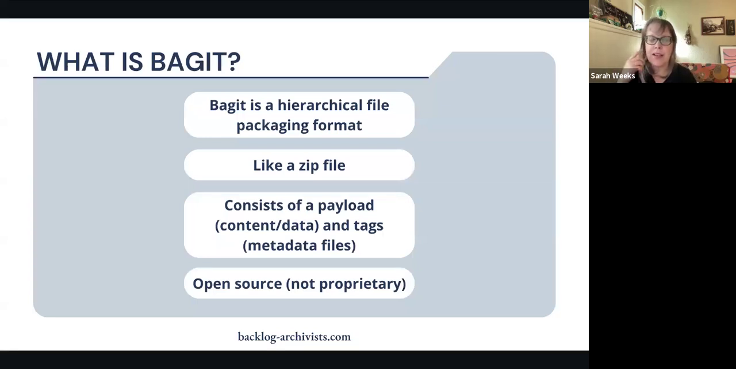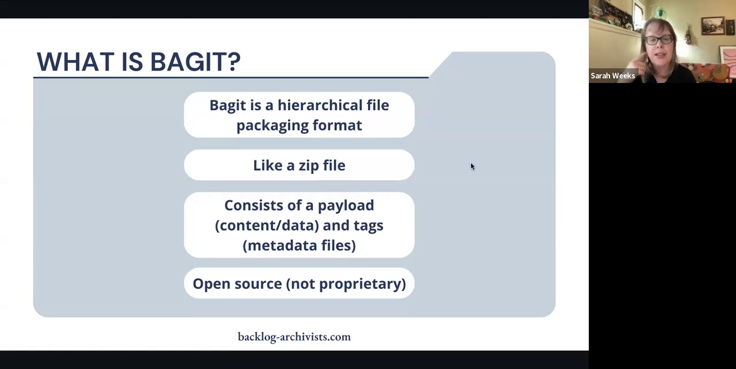What does BagIt consist of? It consists of a payload, which is your stuff, and then tags, which is where BagIt comes in and does the checksums, attaches them to the payload, and then packages it all up for you and just provides a level of safety. One thing we love about BagIt is it is open source.